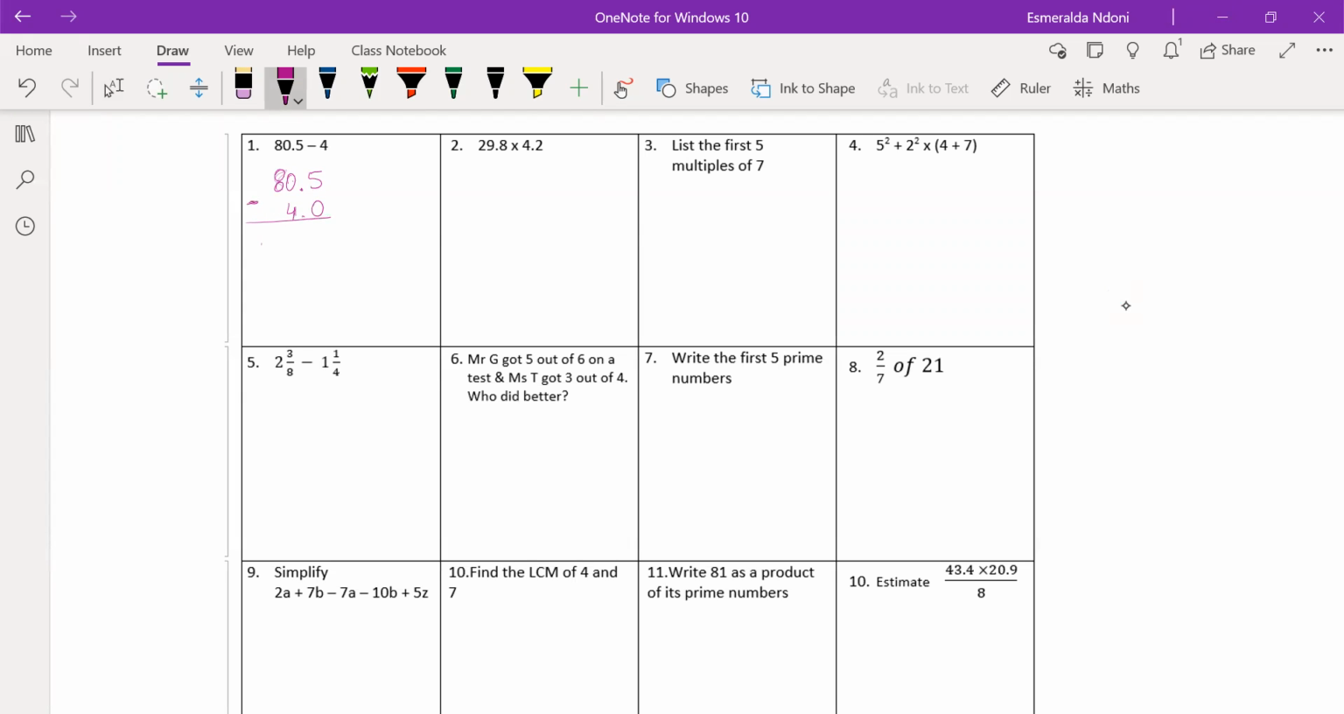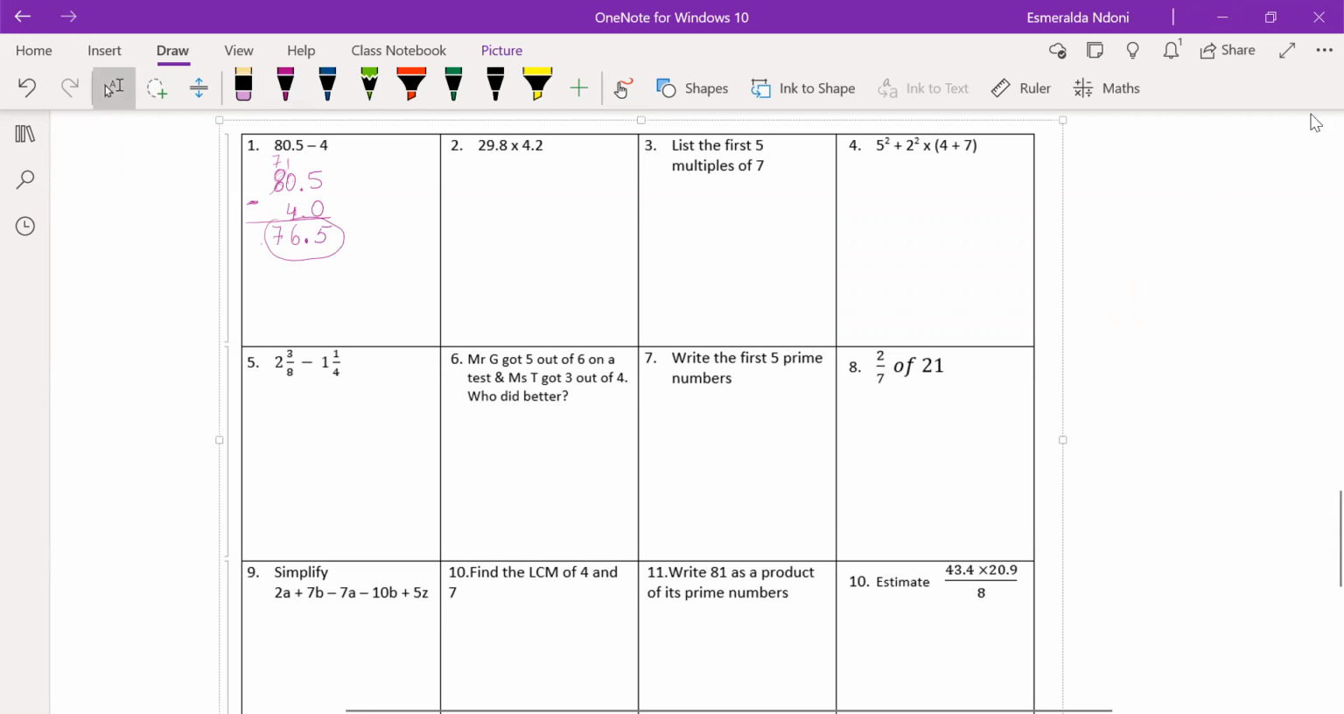Now we subtract. 5 take away 0 is 5. Then we lower the decimal point. Then we have 0 take away 4, we cannot do, so we borrow. That becomes a 7, and that's a 10. 10 take away 4 is a 6, and then we are left with 7. So the answer is 76.5.